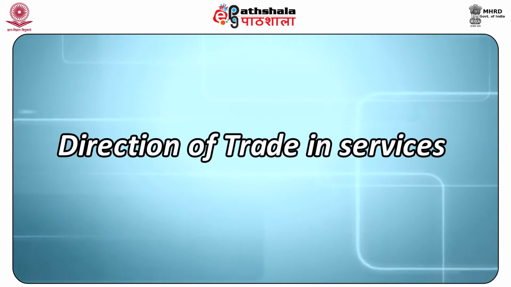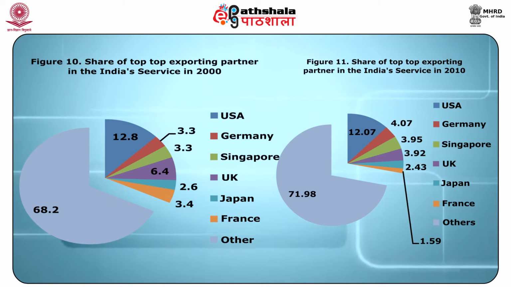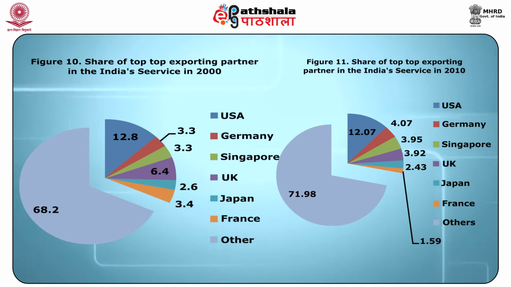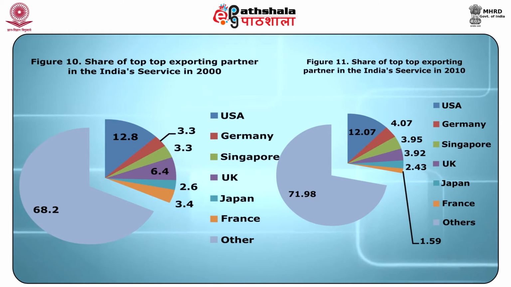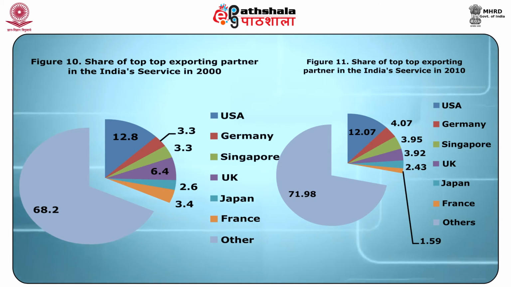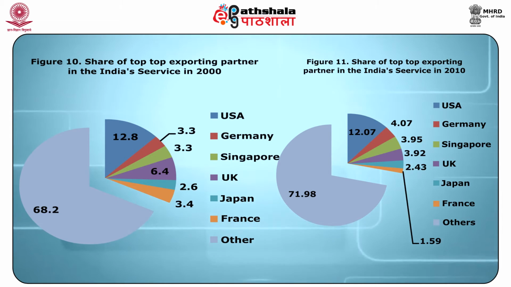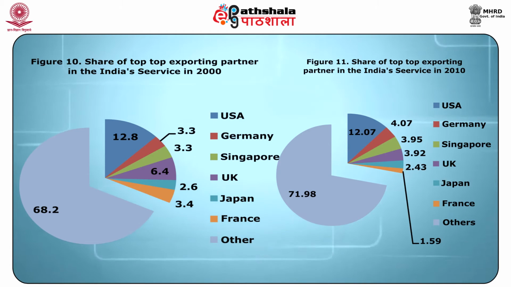Now we look at direction of trade and services. First, the direction of exports. Figure 10 to 11 shows the direction of exports and services in the year 2000 and 2010. USA has been the biggest exporting partner in services with share equal to 12.8% in 2000 and 12.07% in 2010. Germany had a share of 3.3% in 2000. It has increased to 4.07% in 2010. Singapore's share has also increased from 3.3% in 2000 to 3.95% in 2010.